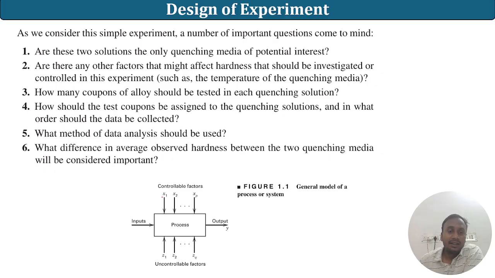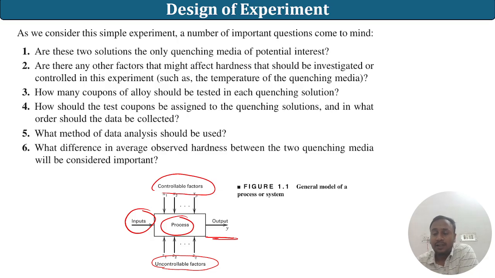In the design of experiment, we take some input factors that we can control, some factors we can't control, and we get some output. So the process is data processing. Whenever we design a simple experiment, we have to check whether these two solutions are the only ones quenching the media of potential interest. We have taken one example and based on that, we check whether any other controllable factors are there or not, and we have to identify the uncontrollable factors also, then we can get the general output.